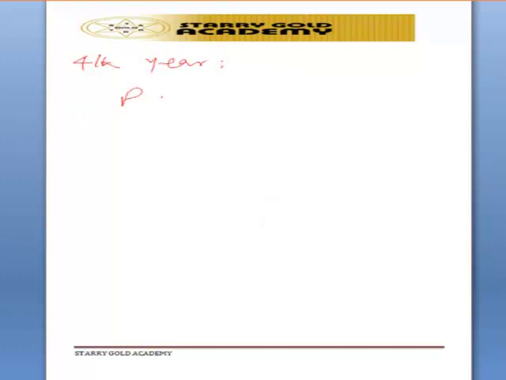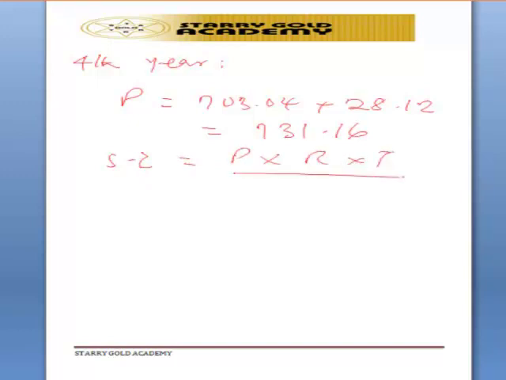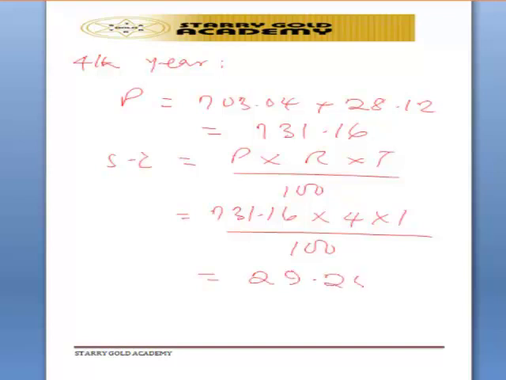Fourth year, my real principal then will now be what? 703.04 plus 28.12. And that will be what? 731.16. So simple interest at that year will be what? P times R times T over 100. And that's what? 731.16 times 4 times 1 over 100. And this will be equals to what? 29.25. This can take me to my fifth year.